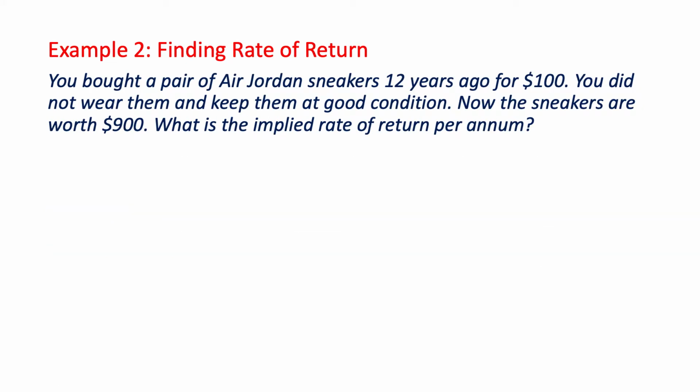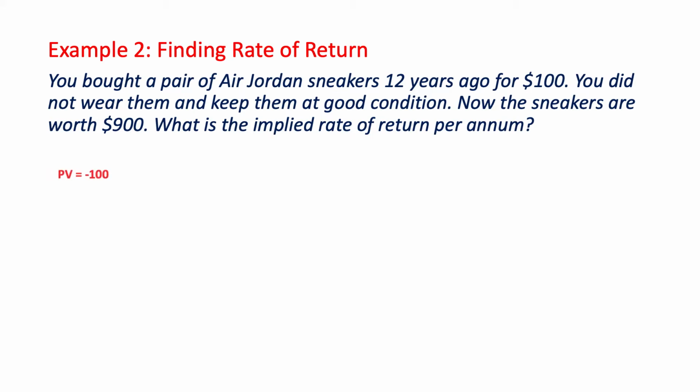Example 2 is about finding the rate of return in a simple FV and PV setting. You bought a pair of Air Jordan sneakers 12 years ago for $100. You did not wear them and kept them in good condition. Now the sneakers are worth $900. What is the implied rate of return per annum? In this simple FV and PV setting, we just need to enter FV, PV, and the number of compounding periods, then we can find this rate of return.